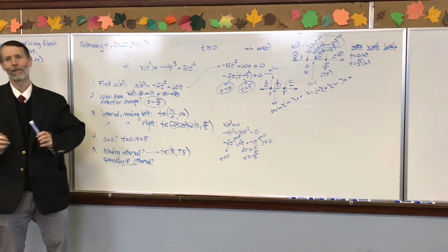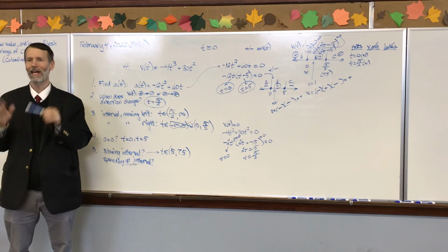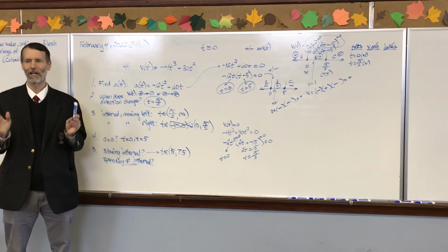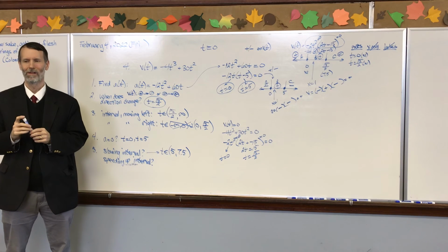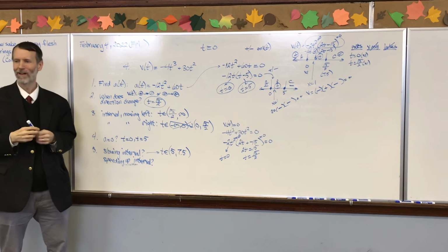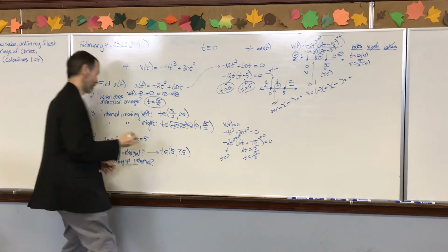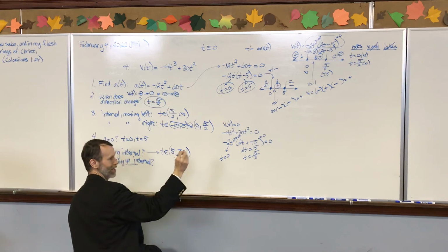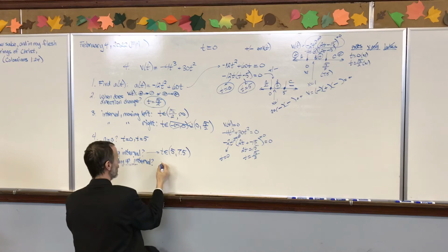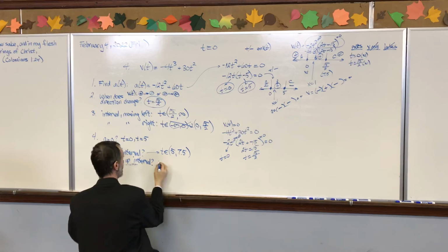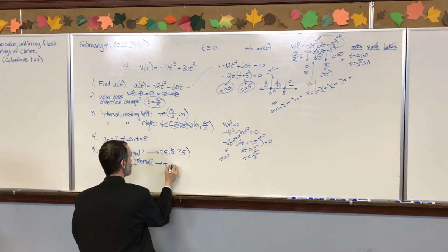When is it speeding up? Give me an interval where you know the thing is speeding up. Exactly, from 0 to 5. It started with a velocity of 0, and then it starts moving to the right faster and faster. So it's got to go from 0 to 5.